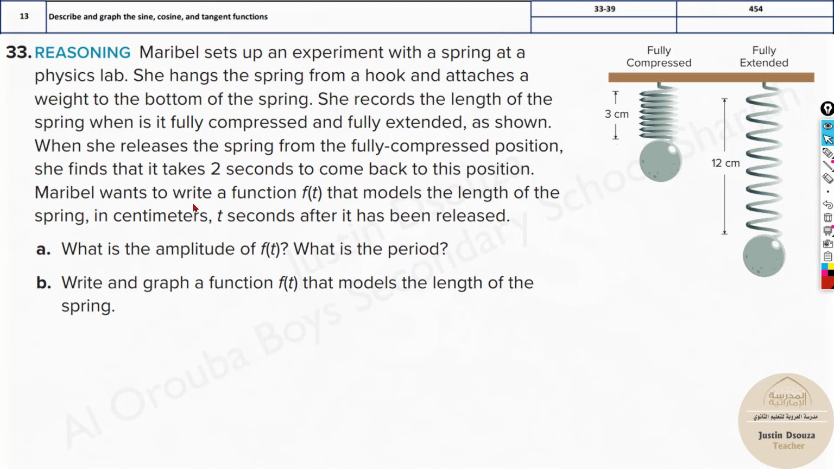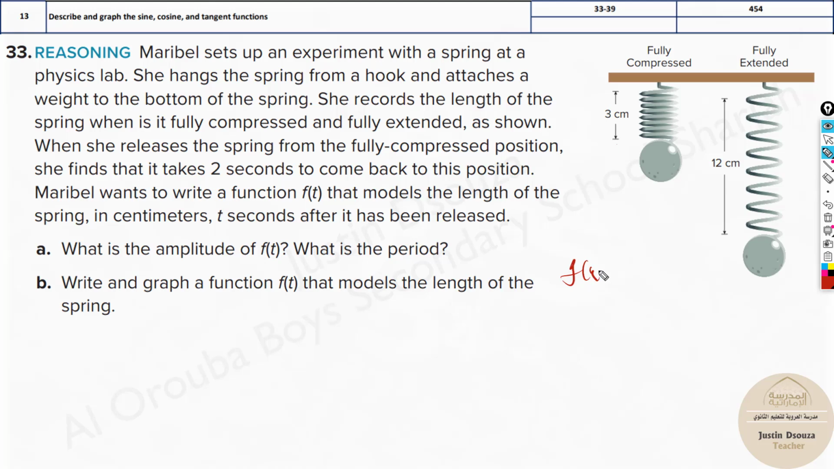And Maribel wants to write the function of t with respect to time, that models the length of the spring in centimeters t seconds after it has been released. Then we need to find the amplitude, the period, and graph the function. So here, first of all, we have some data. We need to write the function, right? F of t, sorry, because it's with respect to time.